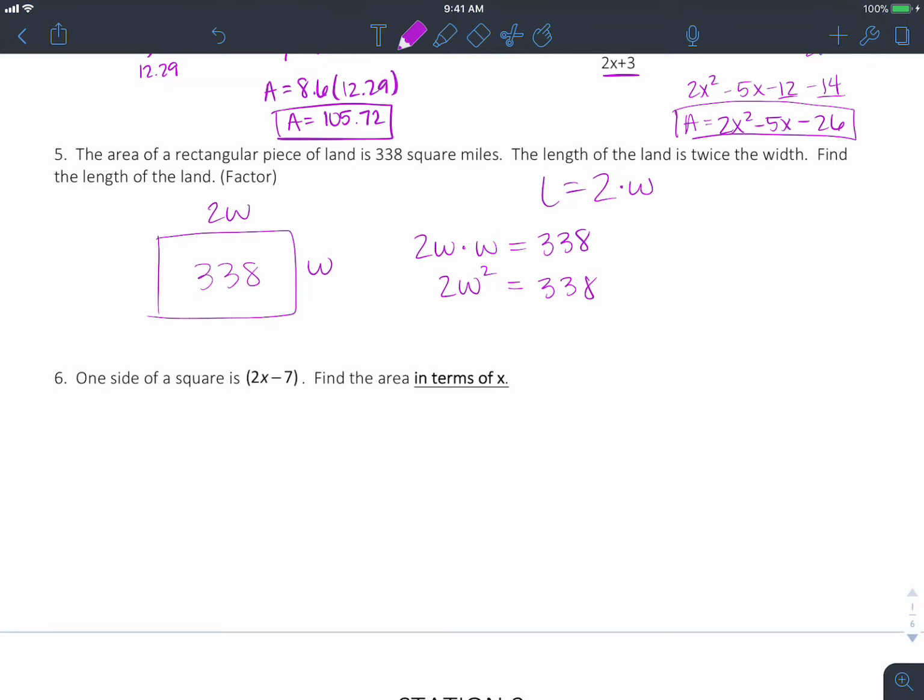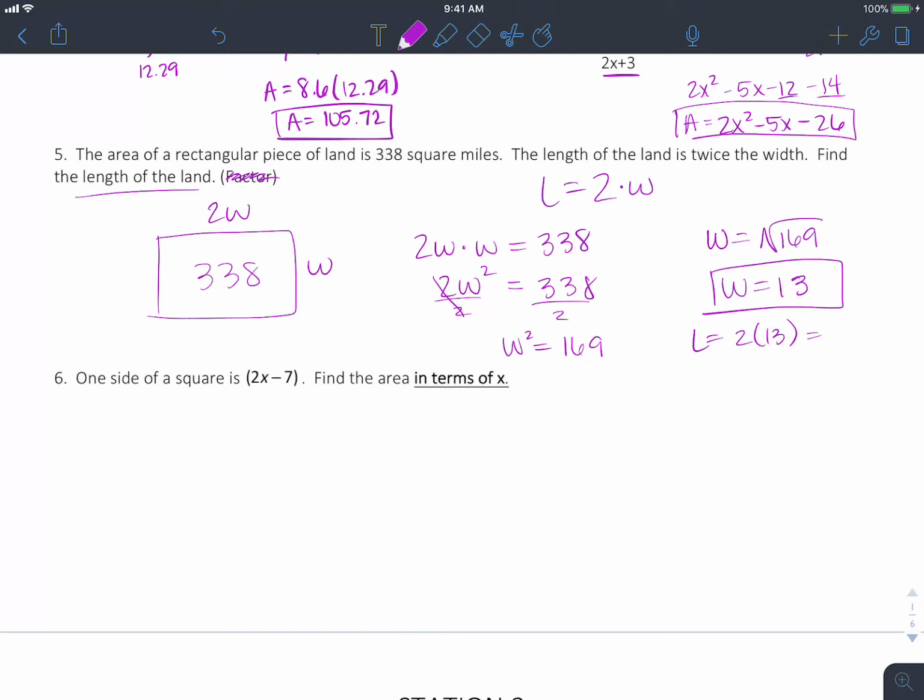On this one you can factor, but you actually don't have to. The easier way to solve this one is we're going to take both sides and divide by 2. And we're going to get w squared equals 169. Then our next step is to take the square root of 169. So w is 13. Then the actual question is asking us to find the length of the land. So the length of the land is 2 times 13. So 26 is actually our final answer.